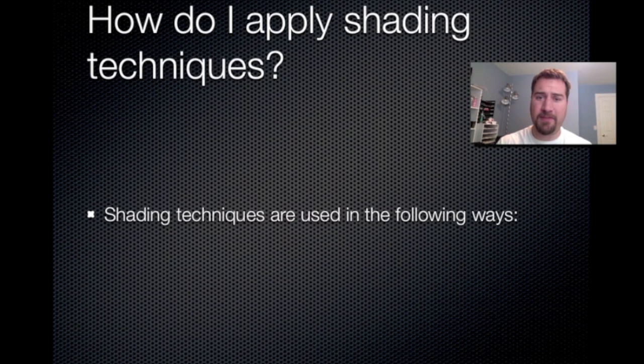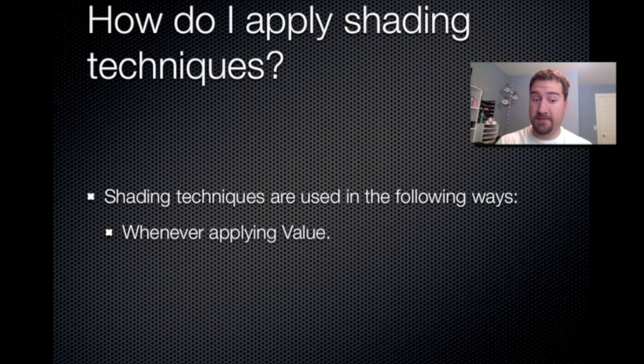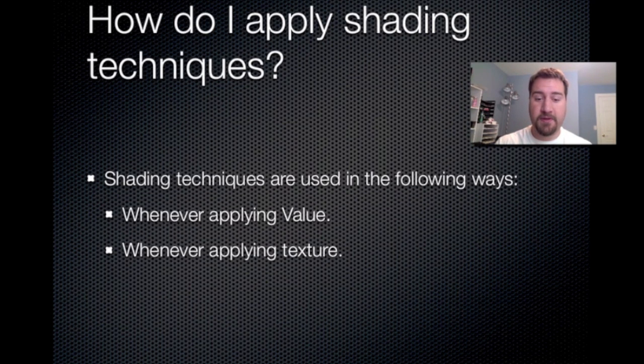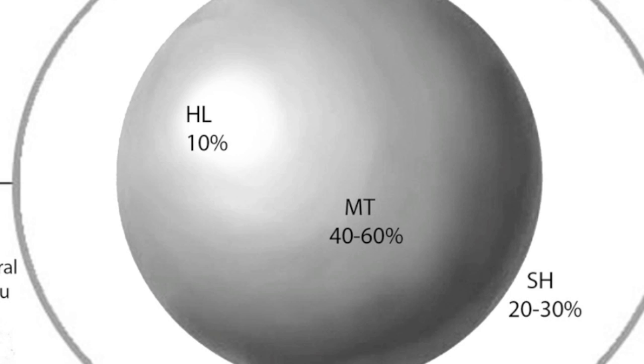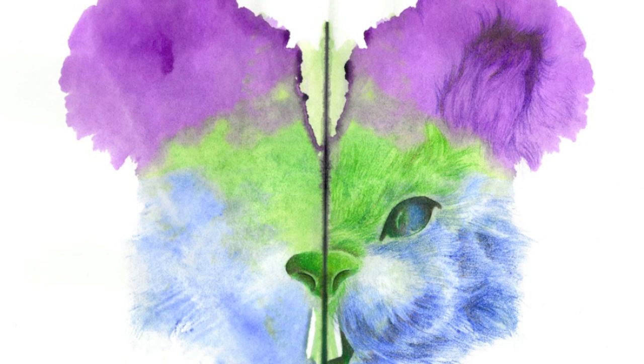How do I actually do it on the paper? Well, shading techniques are used in the following ways. Obviously, whenever you're applying value to a piece, and also when you're applying texture. Now, value and texture are two different things. Value is the effect that light has on a subject, and it's the light and dark within it. Texture is the illusion of texture on a surface. Bumps, cracks, pimples, kind of rough gravelly effects, grass, fur, and so on.